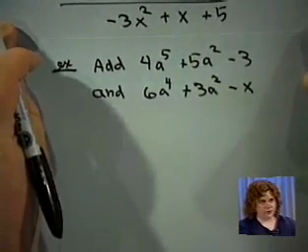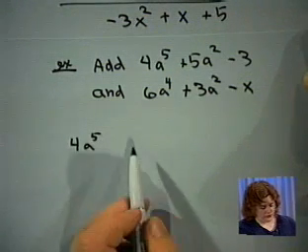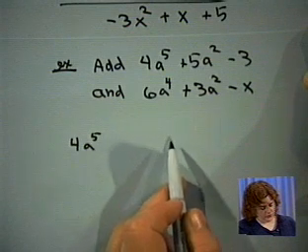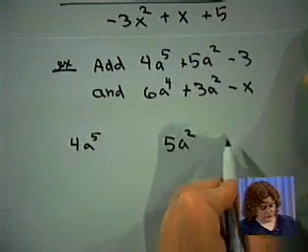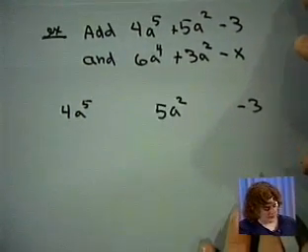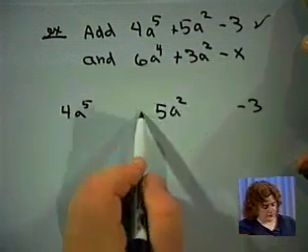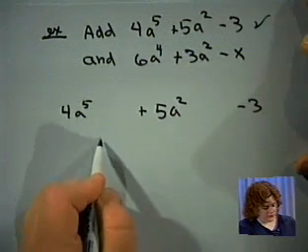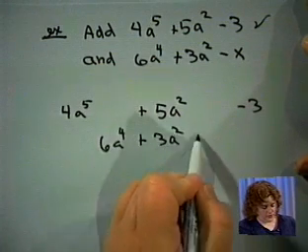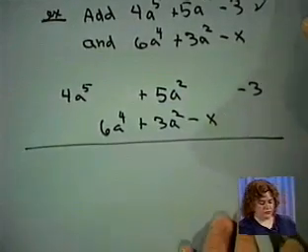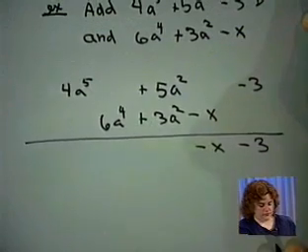We'll have to leave a little bit of room between our terms, 4a to the 5th, and we'll leave room for an a to the 4th. We don't need to worry about an a cubed, so we can put down 5a squared, room for an x, minus 3. And that takes care of the first polynomial. For the second polynomial, I'll put my plus in there, we're going to have a 6a to the 4th plus a 3a squared and a minus x. And this shows you where you have your gaps. The minus 3 is just going to come down, and minus x.